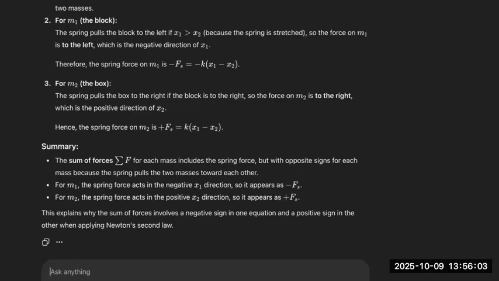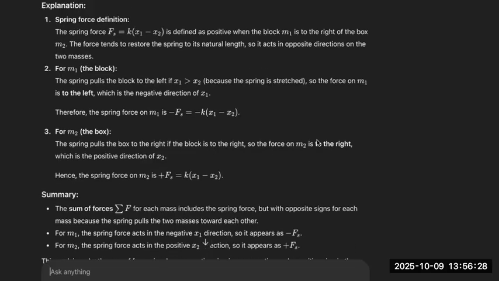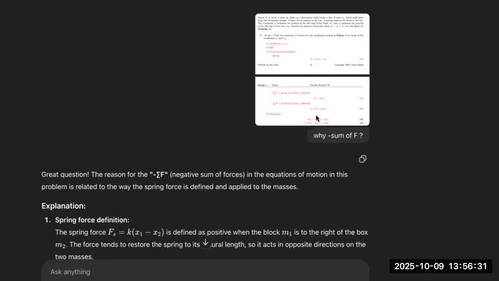The sum of forces for each mass includes the spring force, but with opposite signs for each mass because the spring pulls the two masses towards each other. For M1, the spring force acts in the negative x direction, so it appears as negative Fs. And for M2, the spring force acts in the positive x direction, so it appears as positive Fs. This explains why the sum of forces involves a negative sign in one equation and a positive sign in the other when applying Newton's second law.